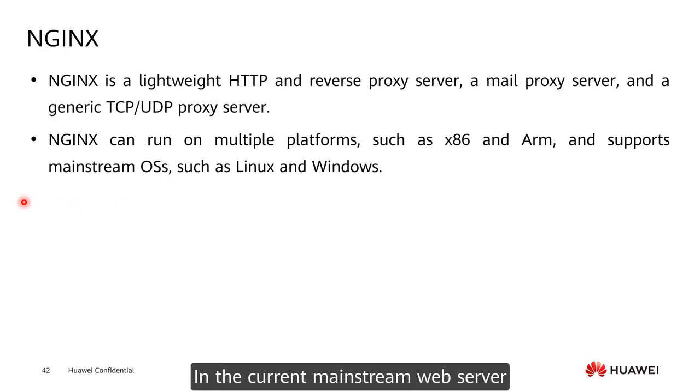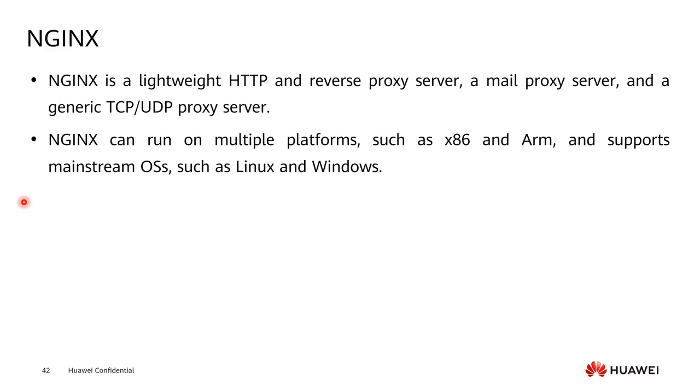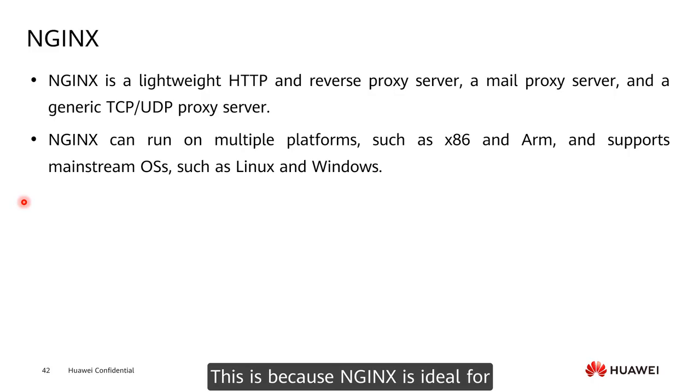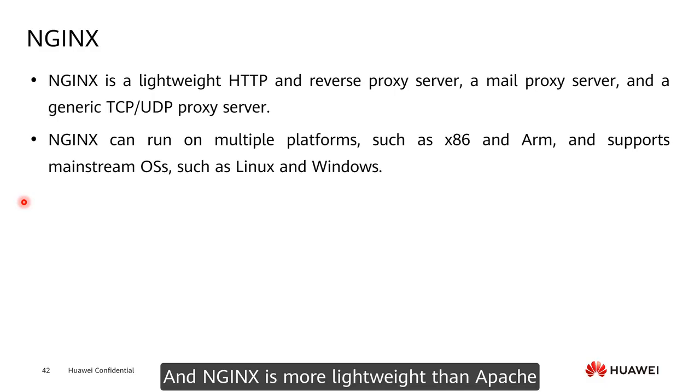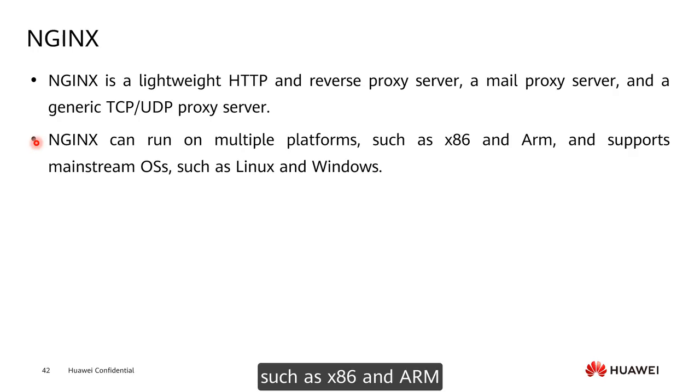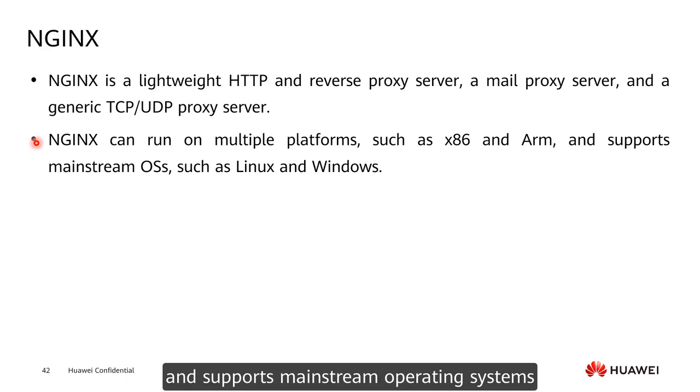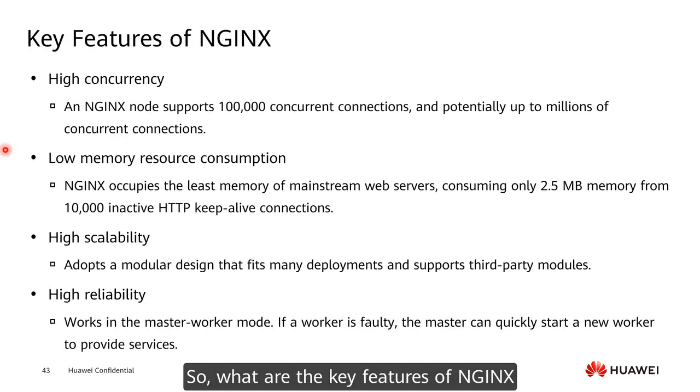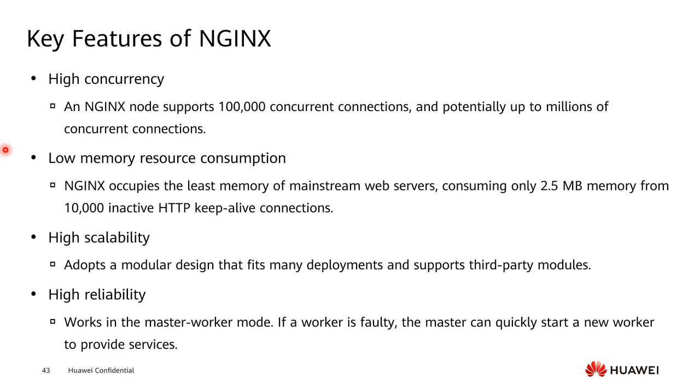In the current mainstream web servers, Nginx has the highest occupancy rate. This is because Nginx is ideal for large-scale multi-concurrency scenarios. Nginx is more lightweight than Apache, and it can also be used as a proxy server. In addition, Nginx can run on multiple platforms such as x86 and ARM, and supports mainstream operating systems such as Linux and Windows. So, what are the key features of Nginx?